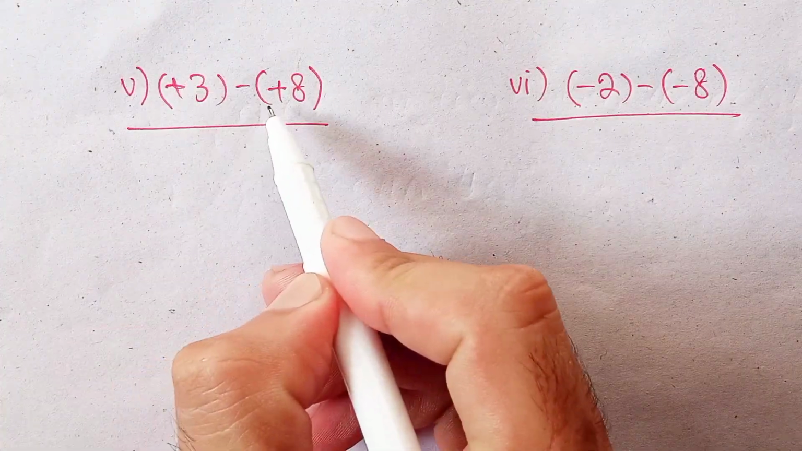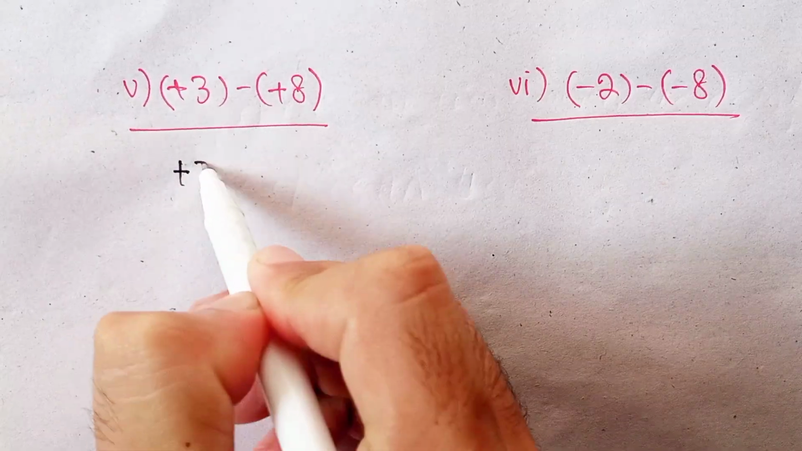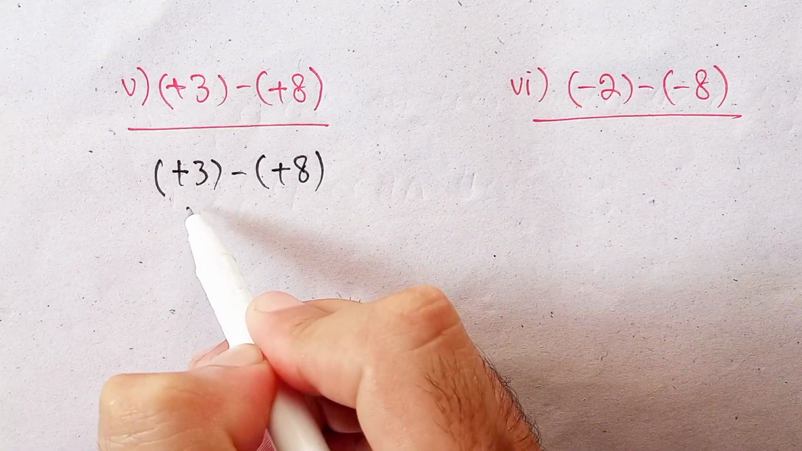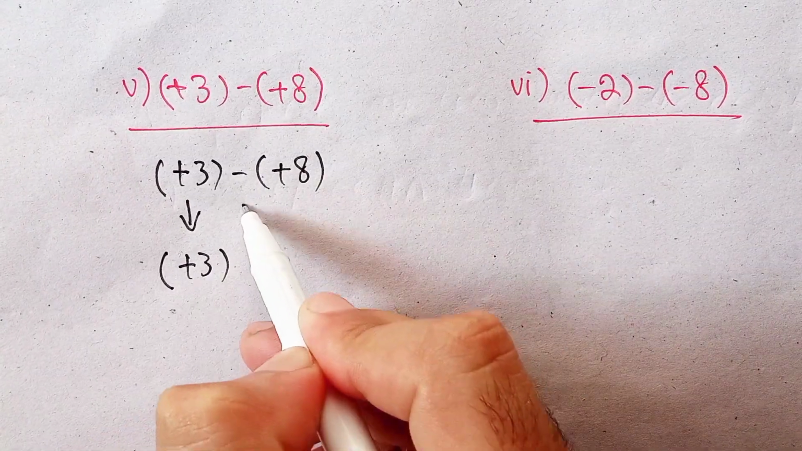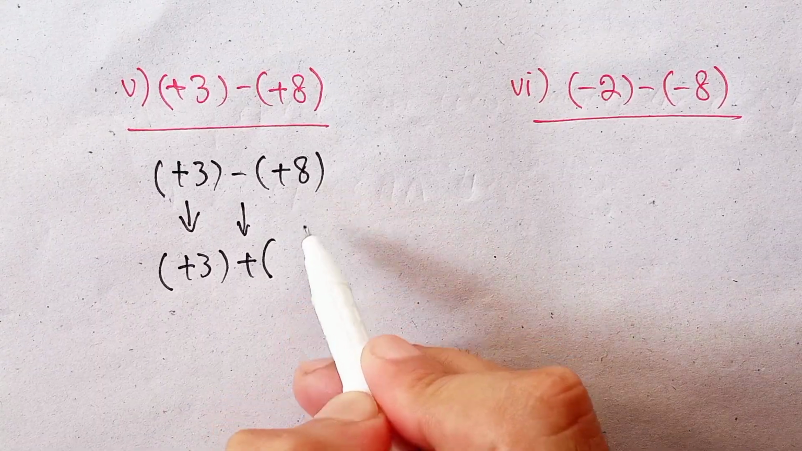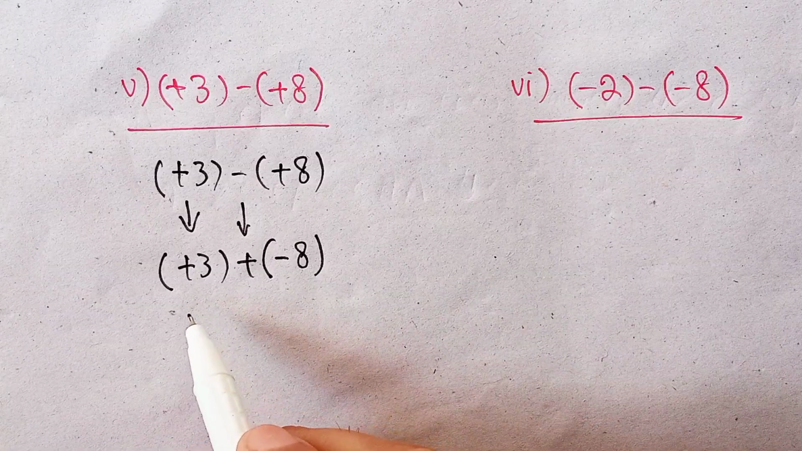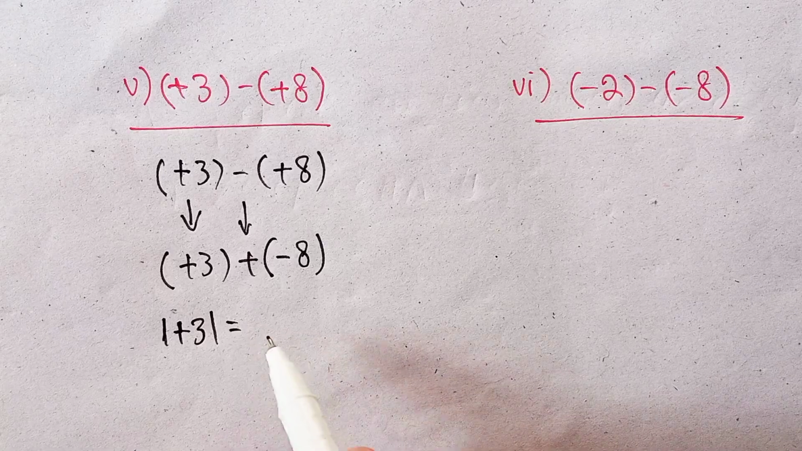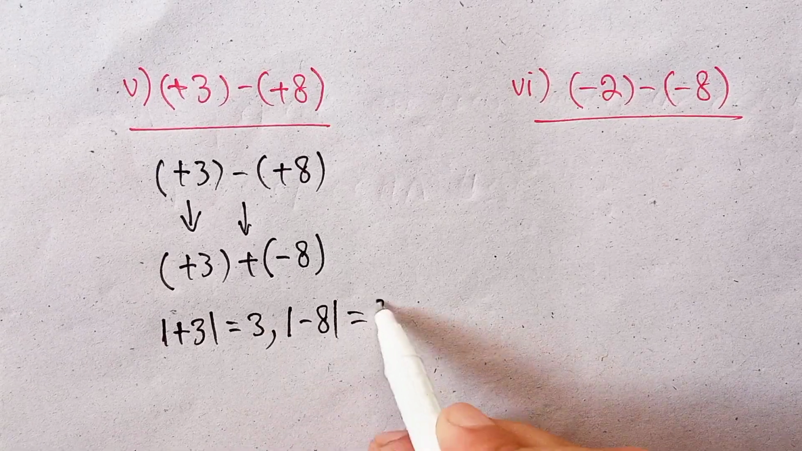Now here we will subtract positive 8 from positive 3. So we will write the expression as positive 3 minus positive 8. Keep the first integer as it is, positive 3. Change the minus sign to a plus sign. And change the sign of the second integer. So positive 8 will be converted into negative 8. Take the absolute values of the two integers. So the absolute value of positive 3 is 3 and the absolute value of negative 8 equals 8.